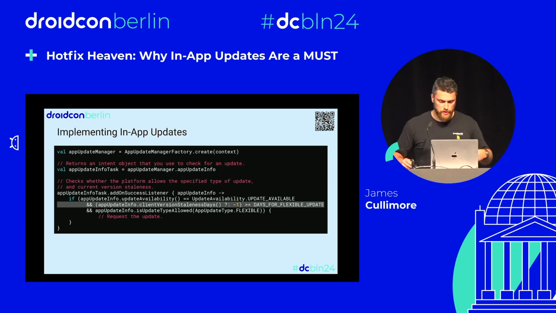What we can also do is check for the client version staleness. This is the equivalent of when the app found out an update is available, and we can also set, okay, well, we're not going to show it straight away. We want to maybe have a backoff of 3 days, 7 days, whatever. And this is how you would set it.